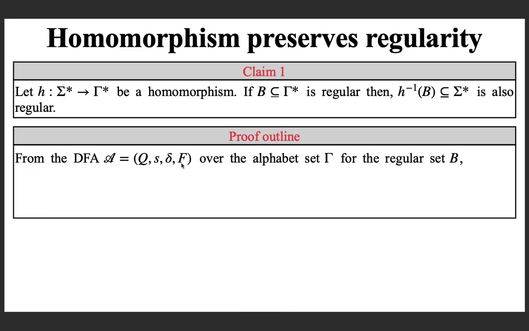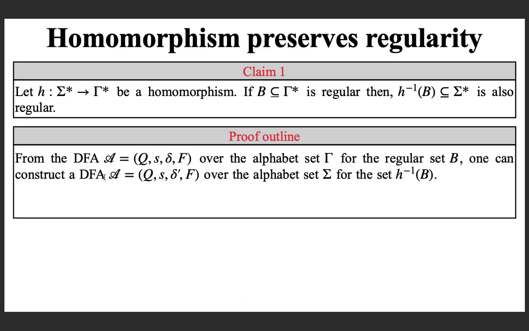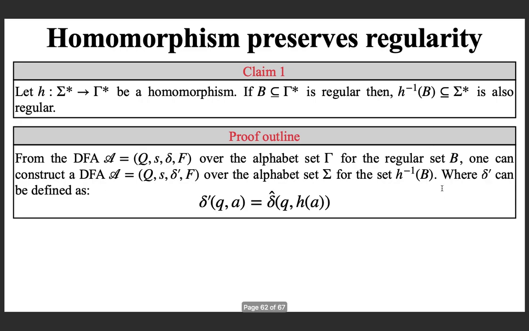So given that B is regular, that means there exists a DFA for B. That is what I am taking now. B is regular means I am assuming without loss of generality a DFA. Then we can construct a DFA A prime. This should be A prime, sorry for the typing mistake, A prime over this alphabet set for the language H inverse of B. If you can construct a DFA for H inverse of B, then for sure H inverse of B is regular. That is what we wanted to prove.